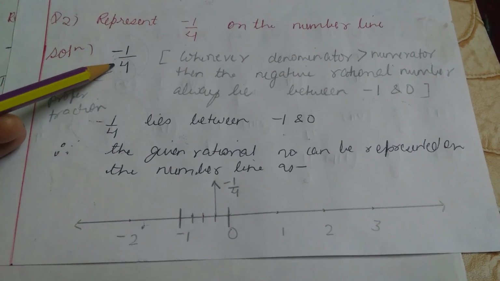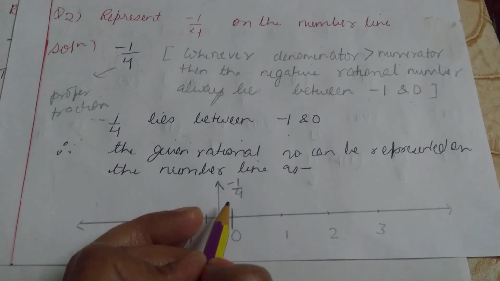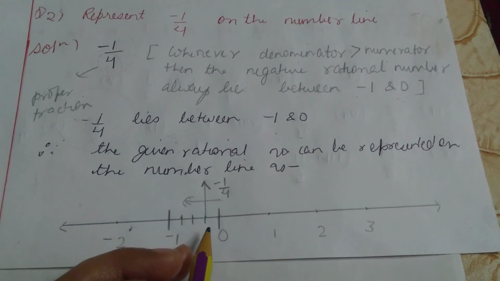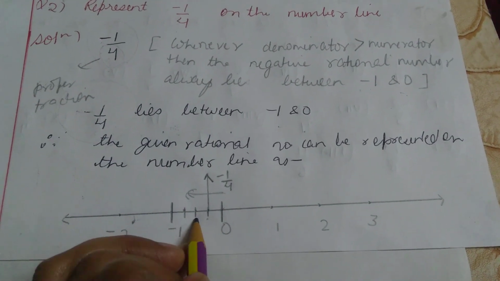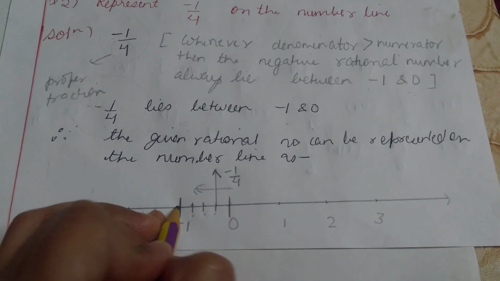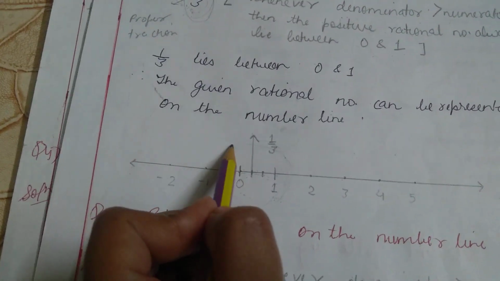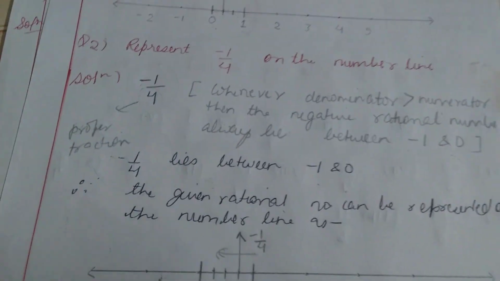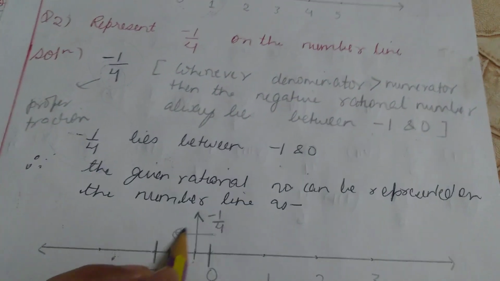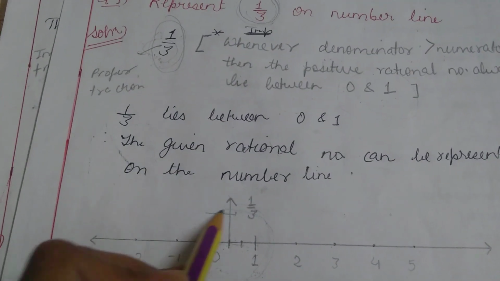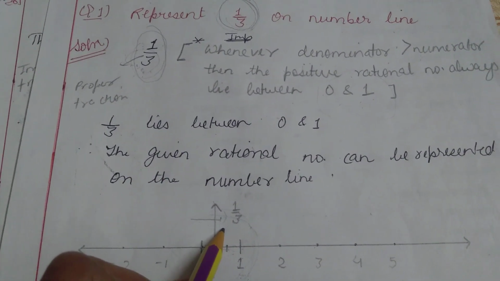Now we have to represent minus 1 by 4. We will start from here. It is minus 1 by 4, it is minus 2 by 4, it is minus 3 by 4, it is minus 4 by 4, that is minus 1. If it is positive, then we will move like this. If it is negative, then we will move like this. We will move to the left-hand side if it is negative, and if it is positive, then we will move to the right-hand side.